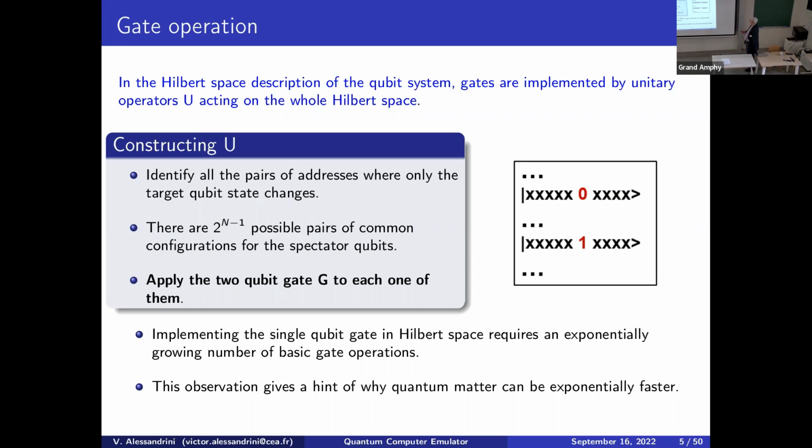Now this generalizes to 2, 3, 4, 5 qubit gates. So in general, the prescription is very simple. Just apply the gate to all the configurations in which the spectators are constant.